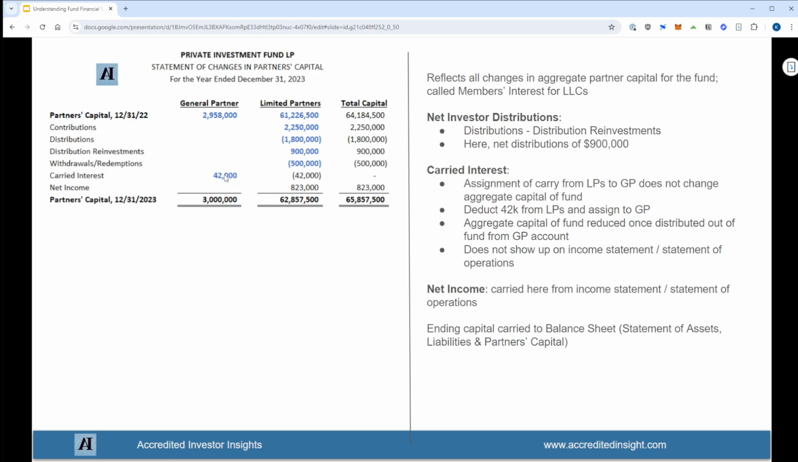And next, we add the net income, and we get the ending partners' capital for each of the partners and in total. And this again is a flow statement, right? So this reflects the capital activity throughout the entire period. This will carry to the balance sheet, the beginning and ending partners' capital.